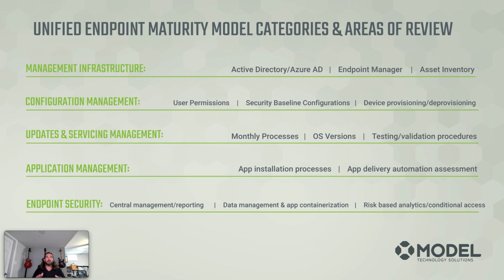So we took those phases and we applied categories on top of them. The categories that we see are pertinent to the endpoint management strategy. So things like management infrastructure, configuration management, updates and servicing, application management, and endpoint security. So we're going to spend today on endpoint security and really dive into level 3 from a high level of what that looks like.